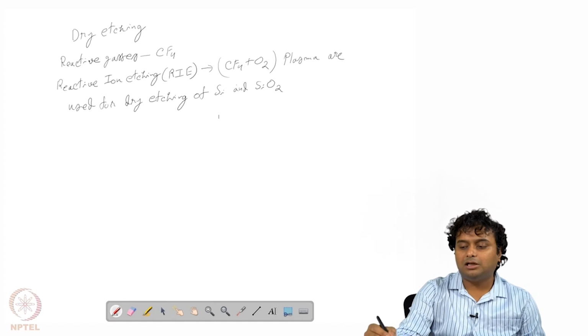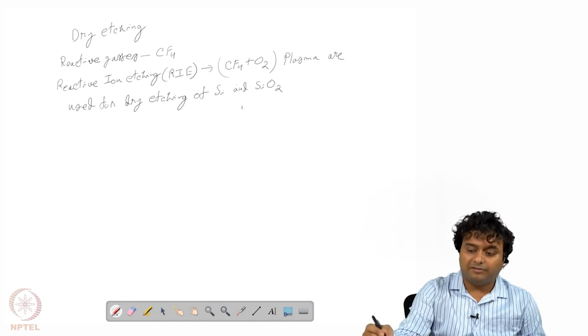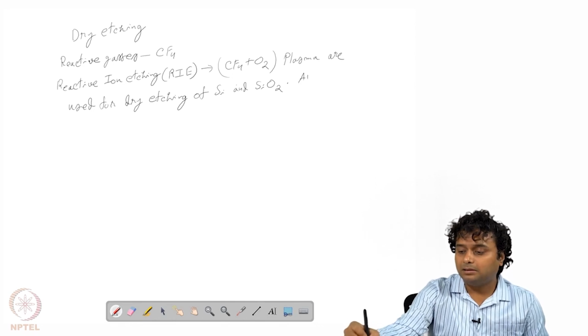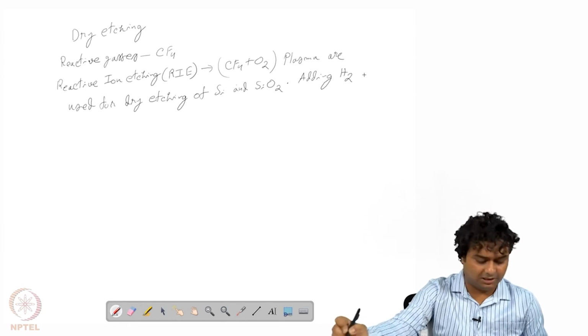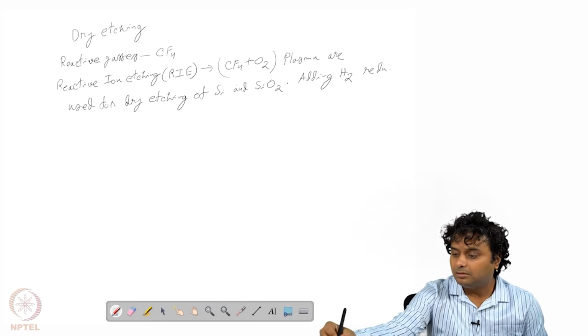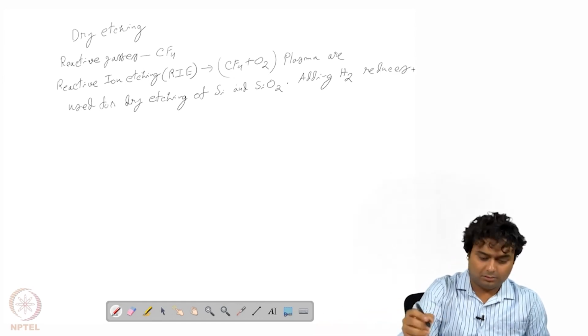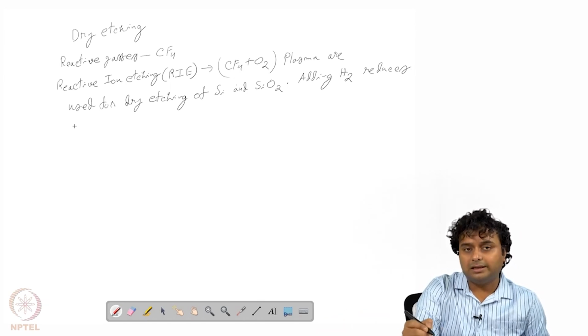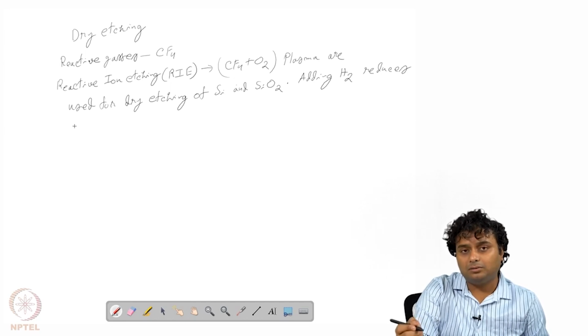Now the etching rates for silicon and SiO2 are definitely not the same, but if we add hydrogen to this mixture, it reduces the etching rate for silicon, whereas the SiO2 etching rate is not reduced by that much as compared to silicon.